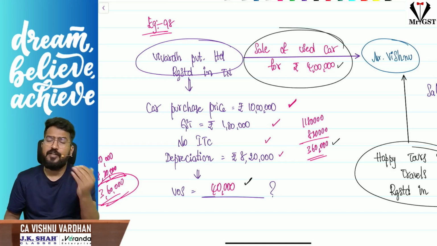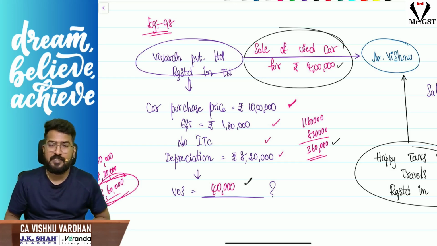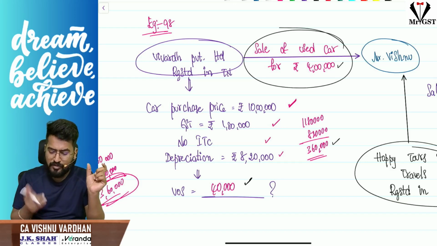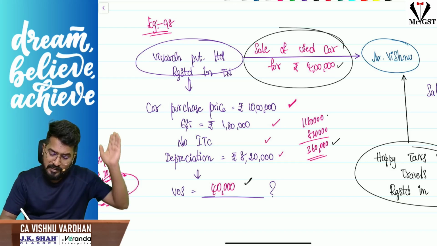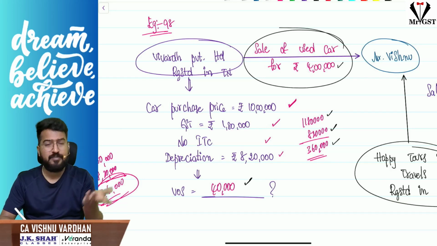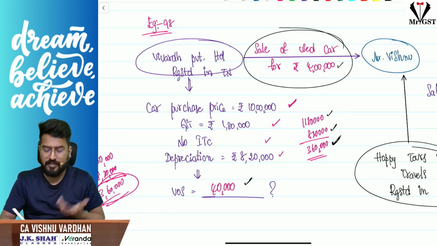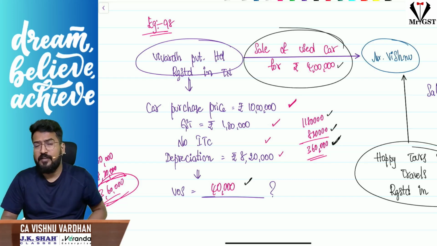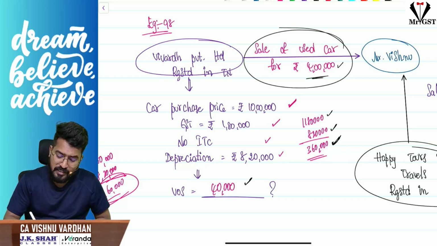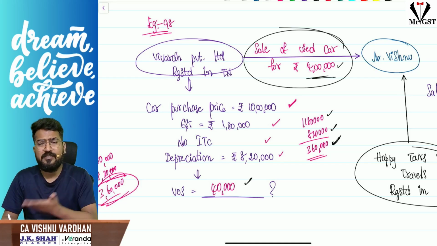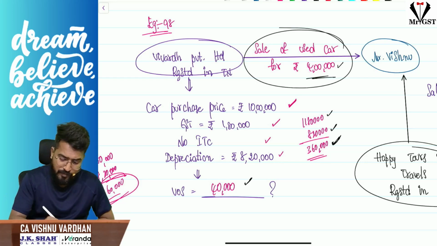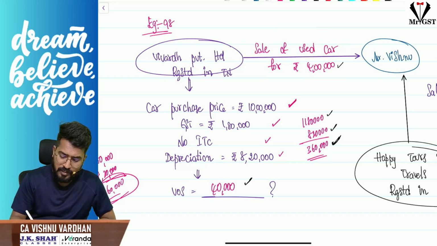If I have not taken ITC, then see whether you have taken depreciation. Yes sir, I have taken depreciation. Then sale price minus depreciated value. How do you get the depreciated value? When you purchased, for how much you capitalized, minus depreciation now. So the balance value, whatever is there now, the WDV value. The WDV value is 3,60,000. You are selling for 4 lakhs. 4 lakhs minus WDV value 3,60,000, 40,000 will be the value of supply. Simple.